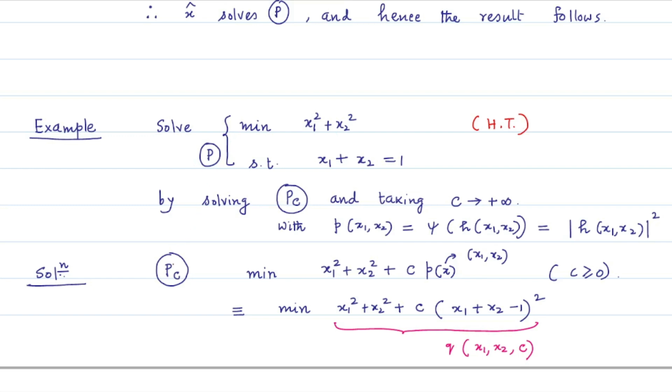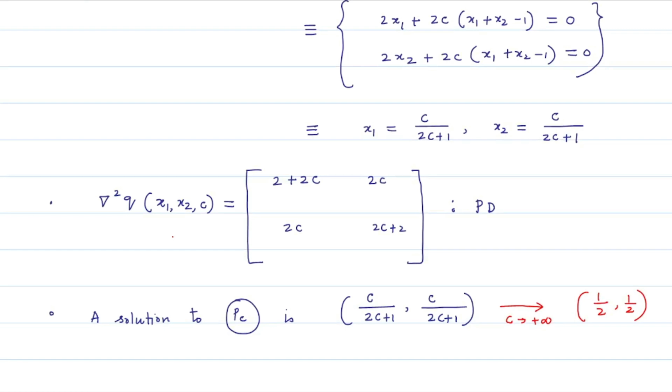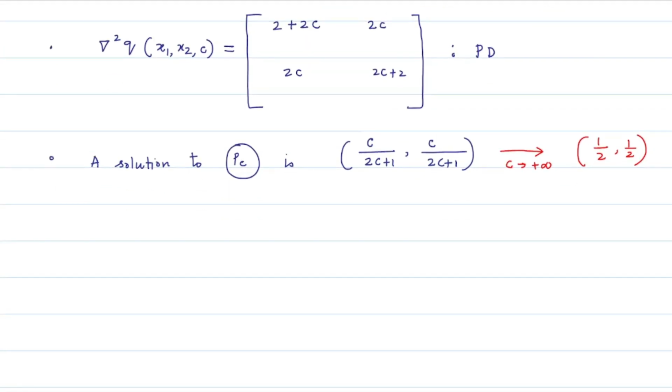And therefore, by solving PC and then taking c tends to positive infinity, the limit of the solution to the problem PC gives us a solution to the original problem capital P. So this might be an attractive way to solve a constrained problem, by solving the corresponding penalty problem PC and taking c to infinity. Or, in other words, you can solve the problem capital P by solving a sequence of unconstrained problems PCk for increasing values of ck. Ideally, when ck tends to positive infinity, the sequence of solutions xk to the sequence of problems PCk is going to generate a solution to the original problem capital P.